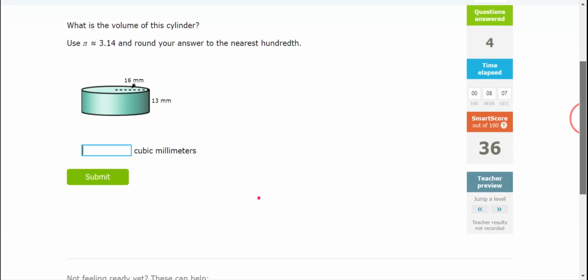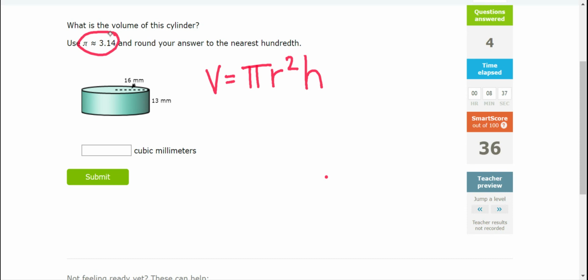Okay, so now we've got something different. We have a cylinder. A cylinder is going to use a whole different formula than a rectangular prism. So the formula for the volume of a cylinder is volume equals pi r squared h. This tells us to use 3.14 for pi. So instead of using our pi button in our calculator, we're going to type in 3.14 instead. So instead of pi, I'm going to write down 3.14.